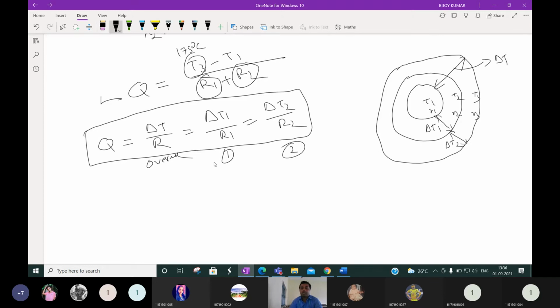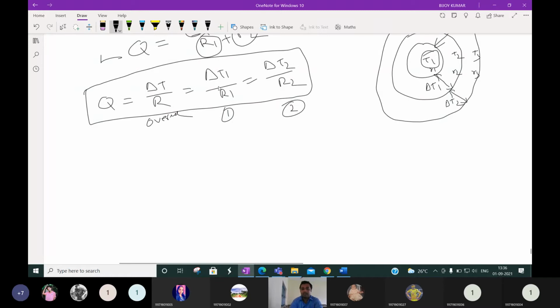So how to determine? Our aim is to find the T1 value. Let me write it once again. If you focus on these two things, delta T1 means this one. So you can write (T1 minus T2) by R1 is equal to delta T2, which is this, (T2 minus T3) by R2.